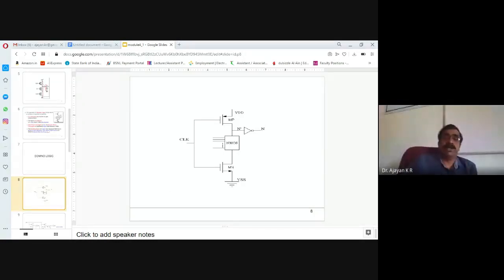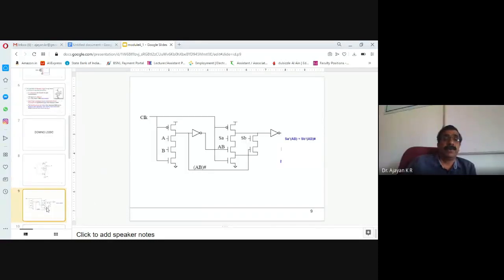So this is a domino logic. So we will check a circuit for a domino logic, that is, the circuit is SA into AB plus SB into AB bar. How do you implement it? Now we can check, this is a circuit, the first part is a circuit to generate AB. So here the advantage is, in your circuit, you have a term AB and AB bar.